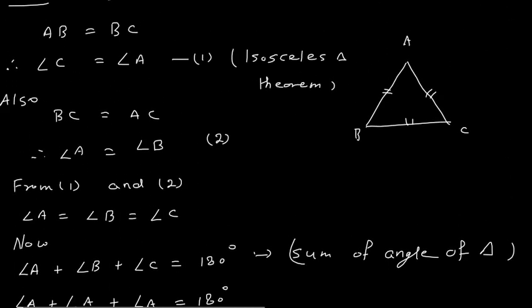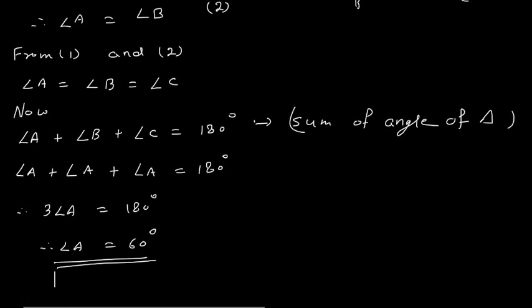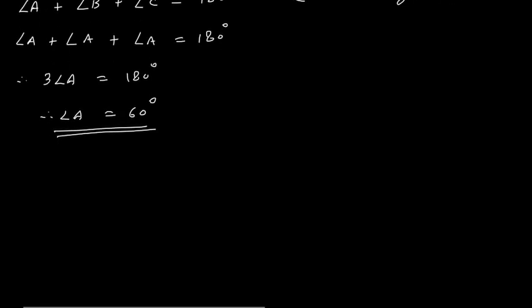Now I know the value of angle A. Angle A is 60 degrees, and as angles A, B, C are equal, therefore angle A is equal to angle B is equal to angle C is equal to 60 degrees. Hence proved.